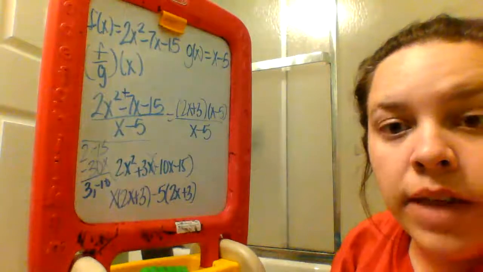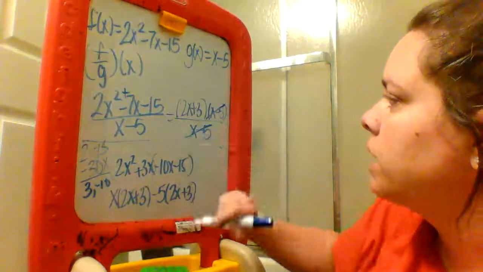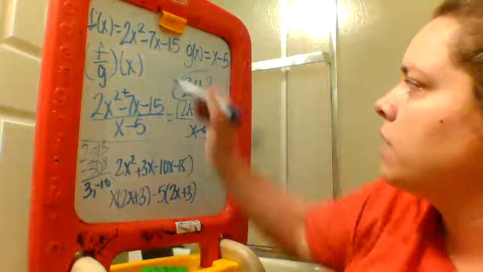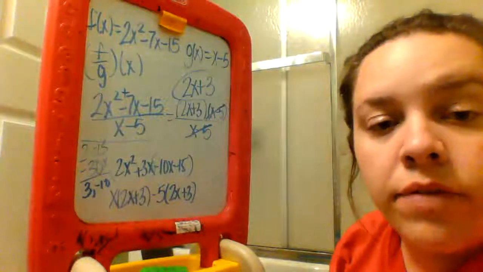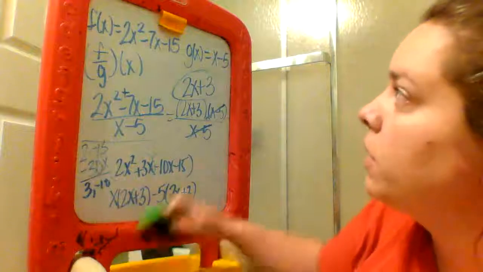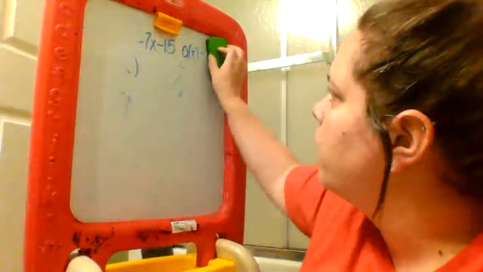And now that I factored that numerator, I can cancel out any factors that are the same. So these x minus 5s cancel out. So my final answer is just 2x plus 3, because that's all that I have left. All right, I'm going to write these two up here. It'll be your chance to try them and pause me and then check them.